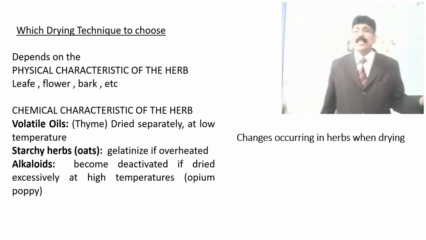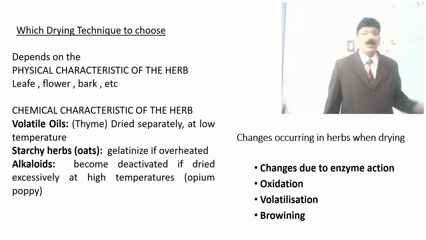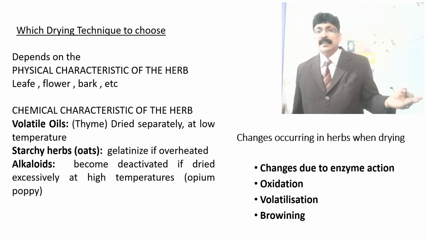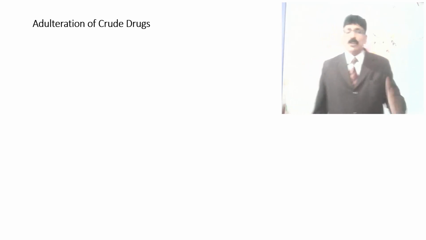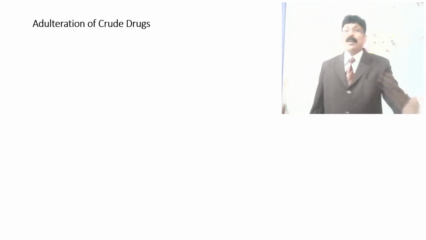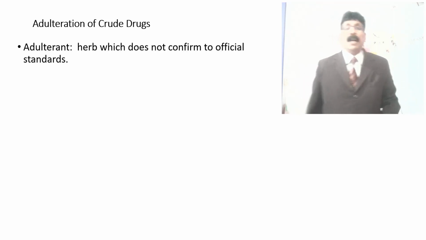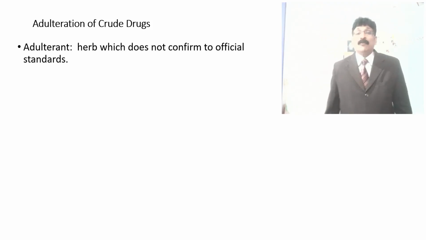So changes occurring in the herbs when drying are changes due to enzyme action, oxidation, volatilization and browning of the drug. Adulteration of the crude drug also comes after processing, intentionally, non-intentionally, deliberately, undeliberately. I have given detail in the adulteration classes, but this also should be added. It is also a factor after processing that can affect the variation in the plant quality and its constituents. So adulteration of the herb does not conform to the official standard.